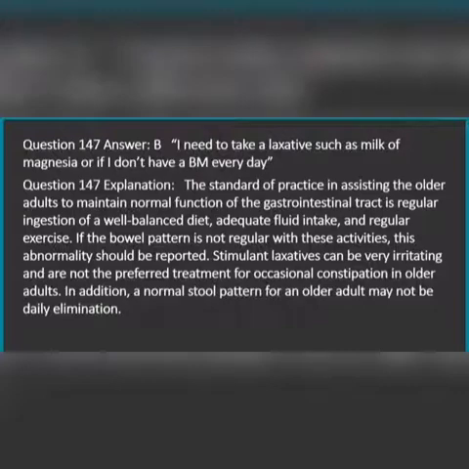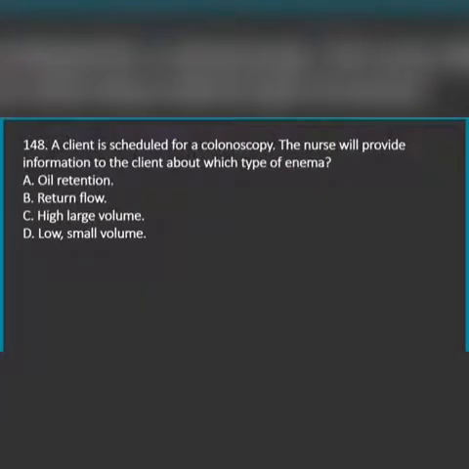Stimulant laxatives can be very irritating and are not the preferred treatment for occasional constipation in older adults. In addition, a normal stool pattern for an older adult may not be daily elimination. Question 148. A client is scheduled for a colonoscopy.